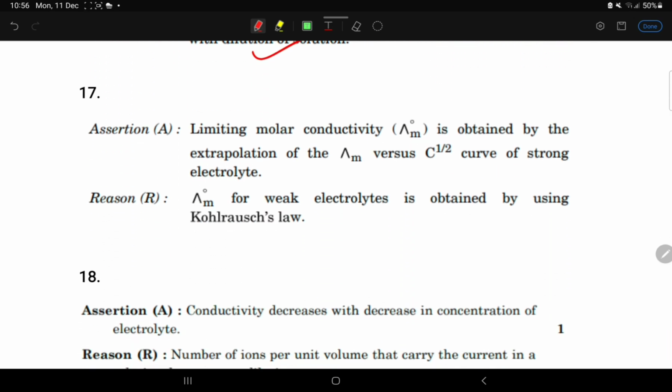Limiting molar conductivity is obtained by extrapolation of lambda m versus C raised to 1 by 2 curve of strong electrolyte. That's a correct statement. We can find out the limiting molar conductivity of strong electrolyte graphically. Lambda m for weak electrolyte is obtained by using Kohlrausch's law. That's also right. But reason is not the correct explanation of assertion. So our option is B.